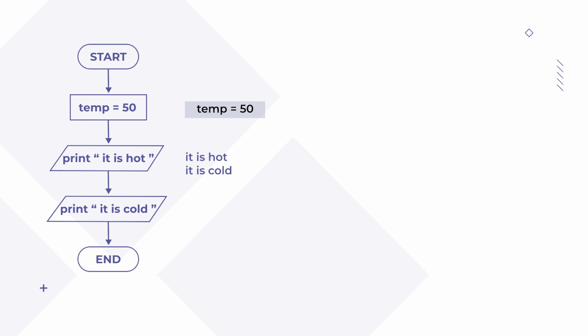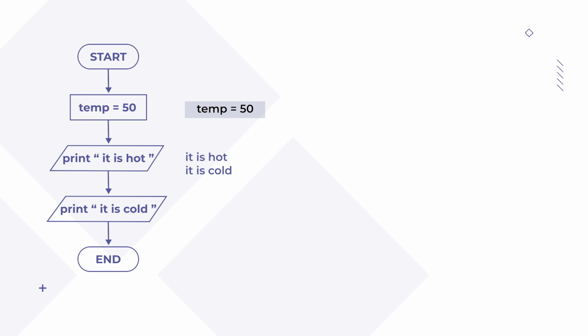My friends, look at this one. The problem with this flowchart is that it shouldn't print both the messages, that it is hot and it is cold. It should either print it is hot or it is cold. If it is hot, it should print hot. If it is cold, it should print cold. Now my friends, let's create another flowchart.